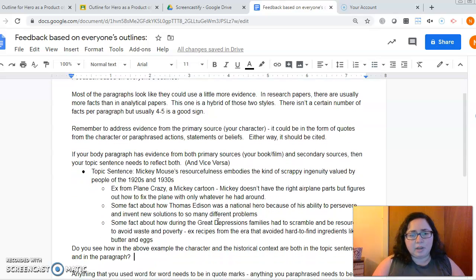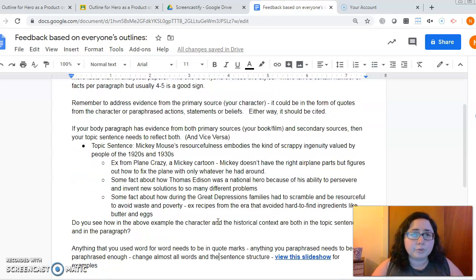Next, I noticed for several of you guys, you were using both a blend of primary source information, your movie or your book, and secondary source information, but for some of you, you forgot to make the topic sentence reflect that. So if you intend to include both primary and secondary source information in the same paragraph, then your topic sentence needs to reflect the whole thing. That means that you should have the name of your character and something historical in each topic sentence if that paragraph is supposed to include both of those things.